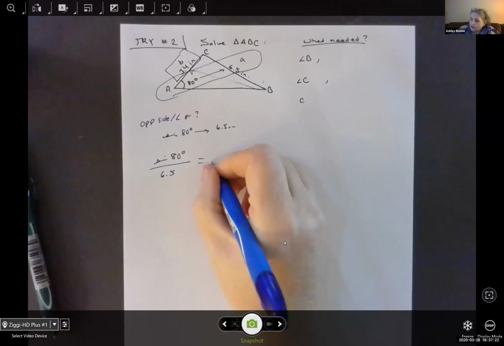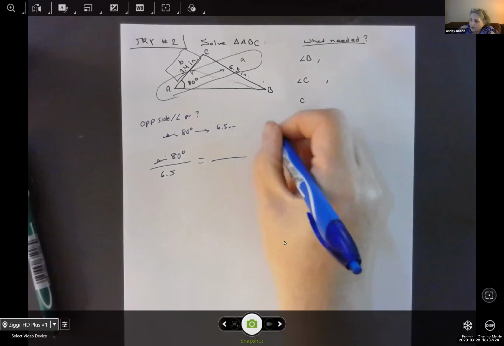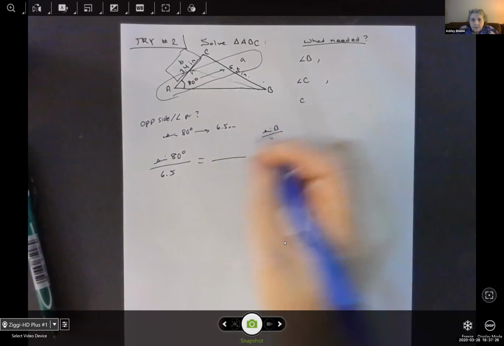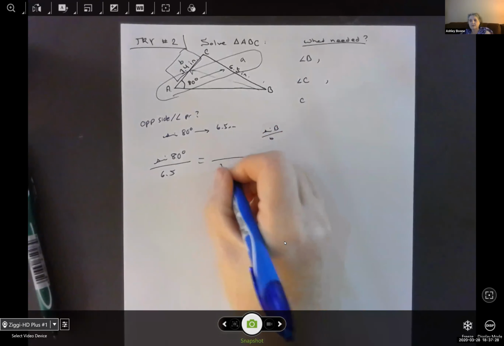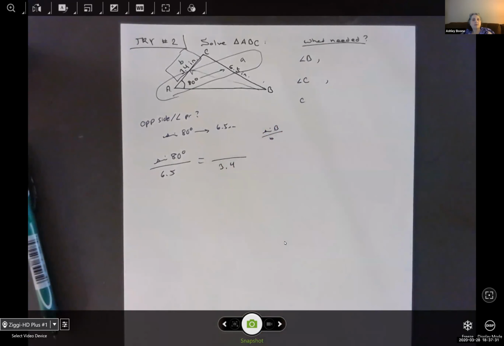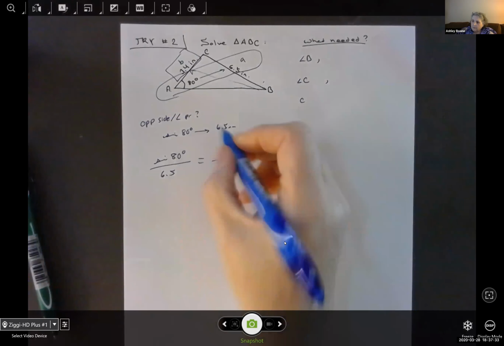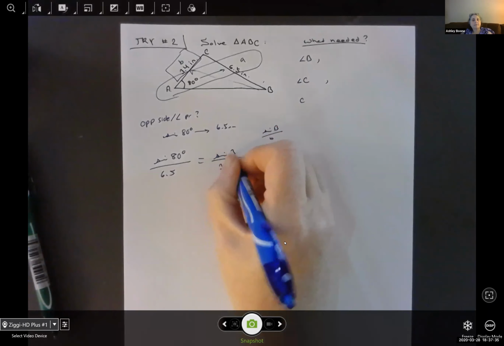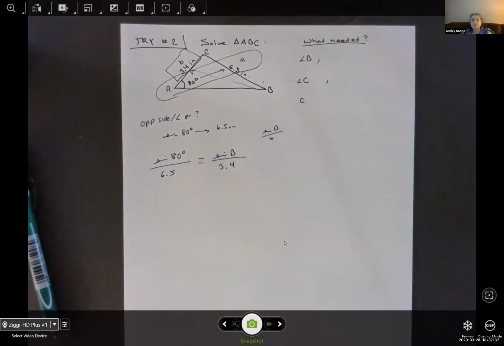So I could deal with sine of B over side B. I know side B is 3.4 inches. I don't know angle B, so that's just sine of B. There's my application of the law of sines.